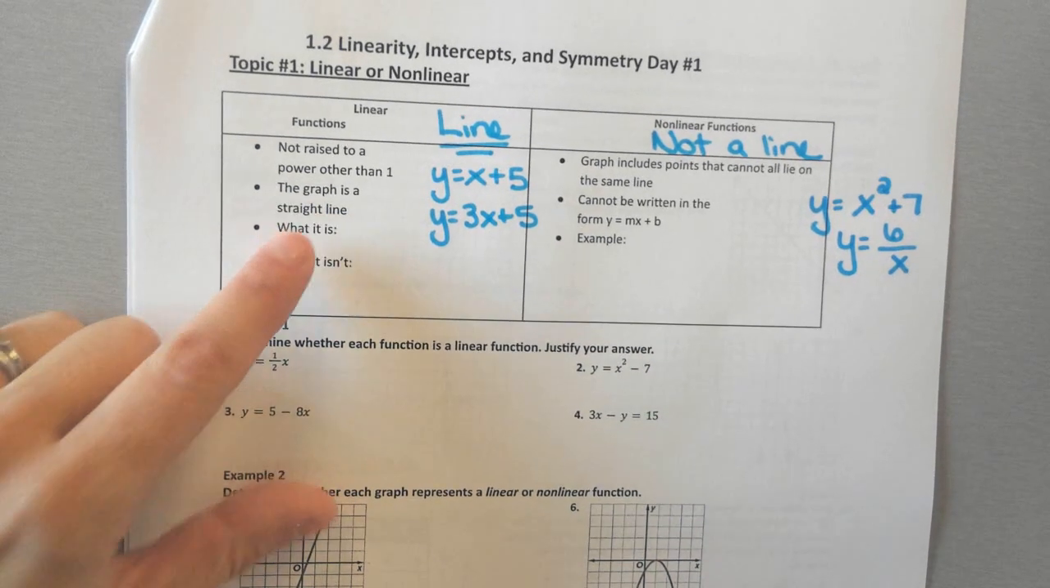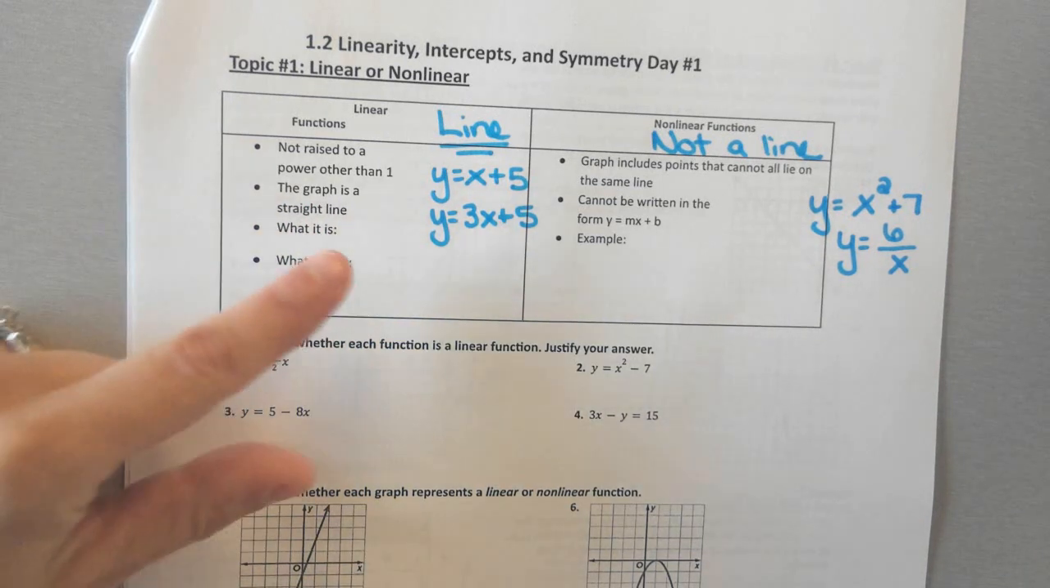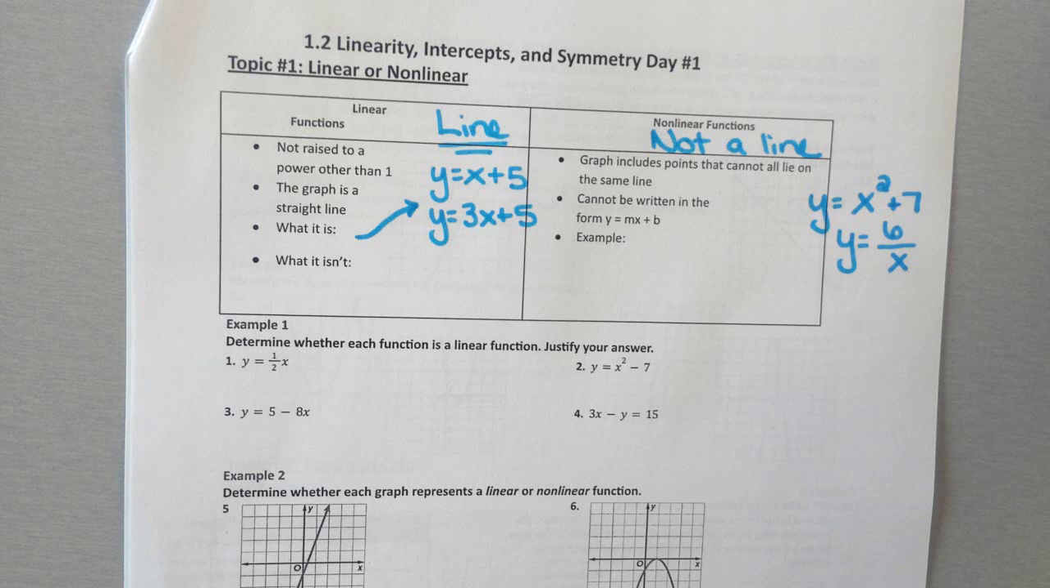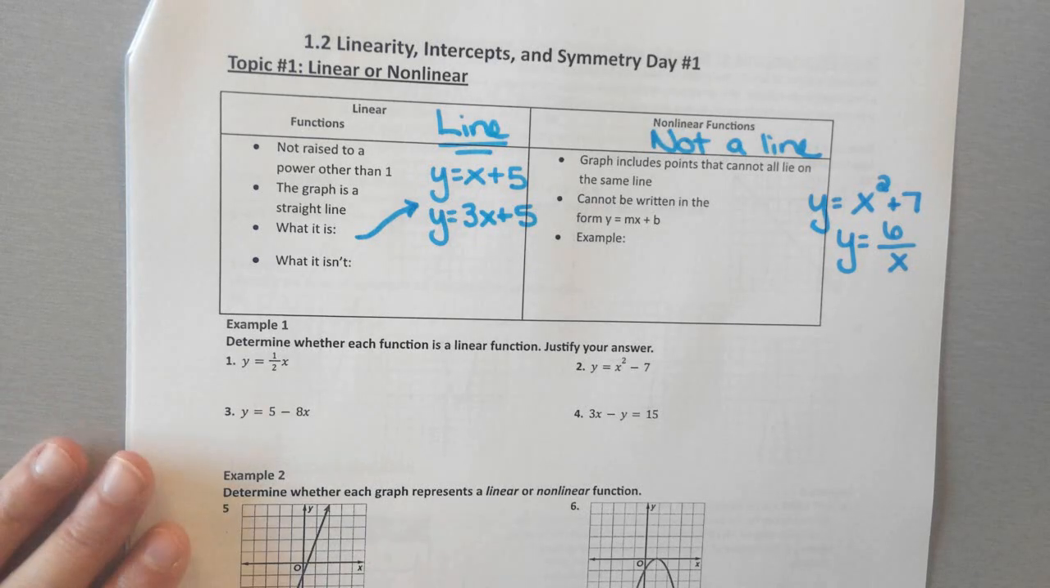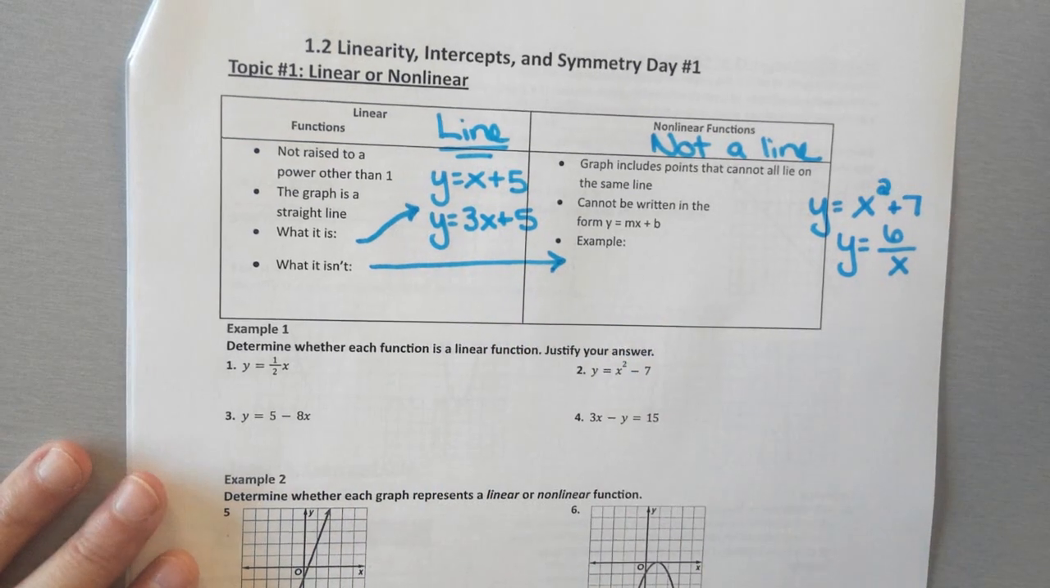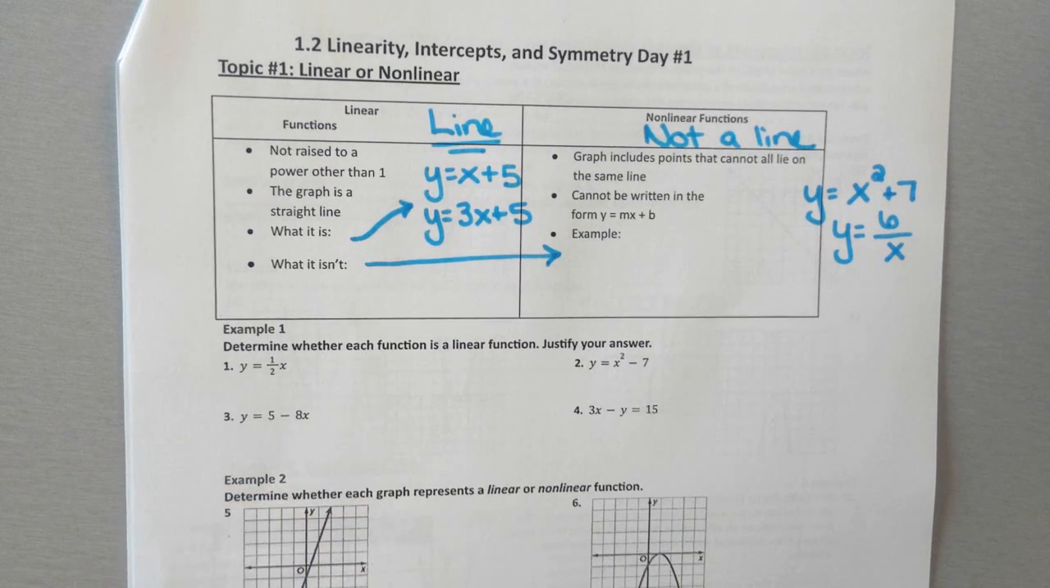So the graph is a straight line. We already talked about that. We just gave a couple examples of what it is. They're right here. Again, they're all things where it's just an x and there's no exponent or power. And then what it isn't would be what's over here. So what isn't linear? The stuff that's over here. That would be things with a different exponent or where your x is in the denominator.